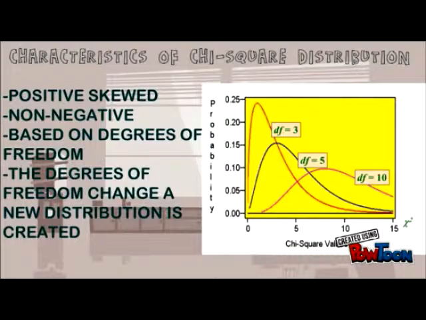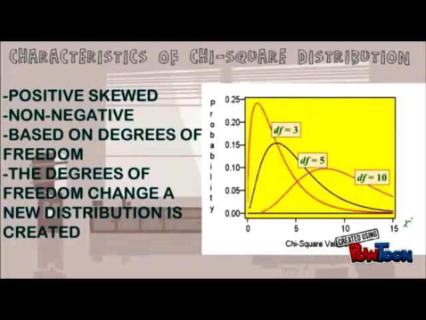It is positively skewed. However, as the degree of freedom increases, the curve approaches normal. Chi-square values are never negative. This is because the differences between the observed frequency and the expected frequency are squared. There is a family of chi-square distributions. It is based on degrees of freedom.